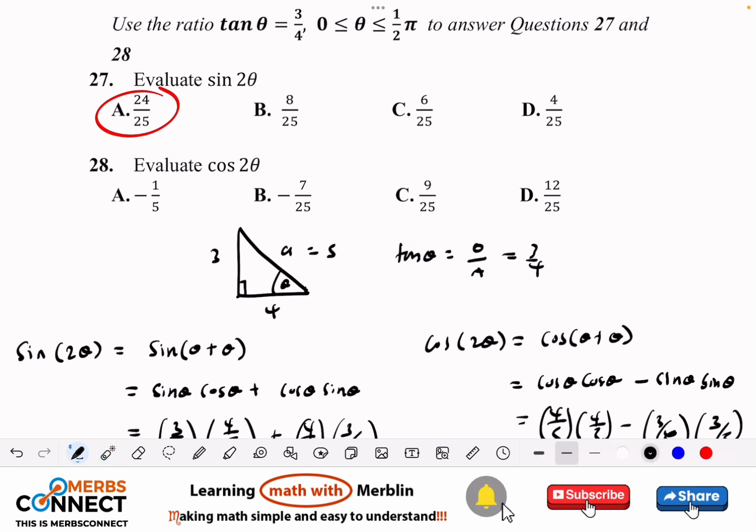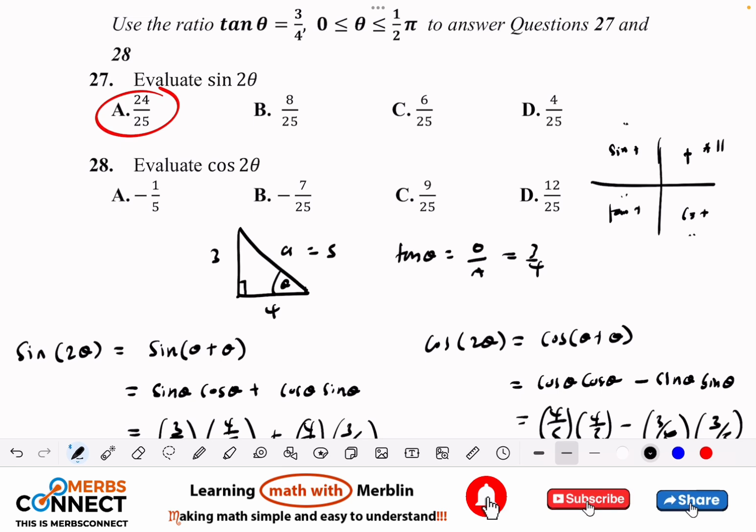Because we know that in the quadrants, this one is positive, this is all of them. Here is only sine, which is positive, here is only tan, which is positive, and here is only cos, which is positive. It means that here cos and tan are negative. Here sine and cos are positive, and here sine and tan are positive.